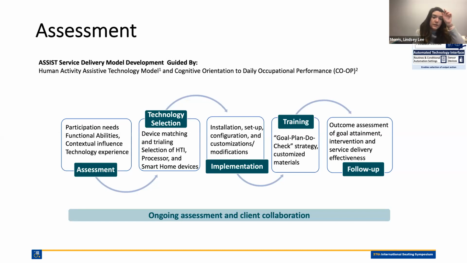the influence of the context or the environment in which they'll be using the device. Are they living alone? Will other people also be in the home? Will other people also be using the device? And then any different contextual changes that might come based on what tasks they're using the device for. And then lastly, their technology experience.